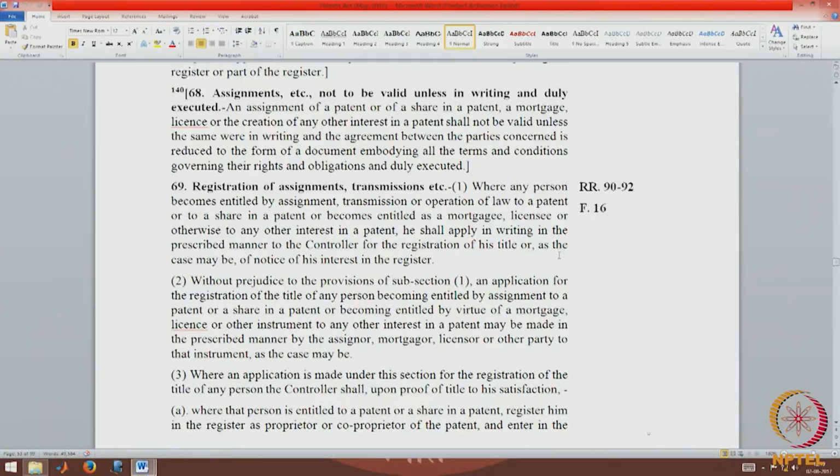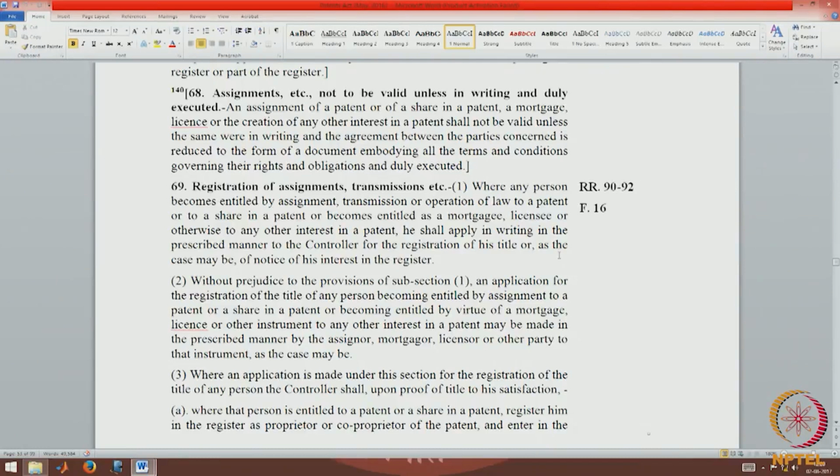There are limitations. So, the interest is understood as something which is limited, and when we say a right in a patent or a share in a patent, we understand that as a whole right which covers the right to do everything with regard to the patent. So, we understand these two parts of 69(1) as either an absolute right or a conditional or limited right. So, it covers both the scenarios.